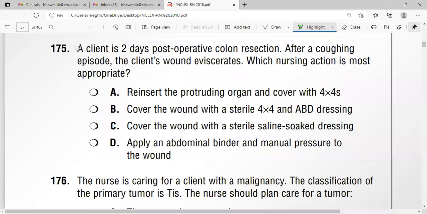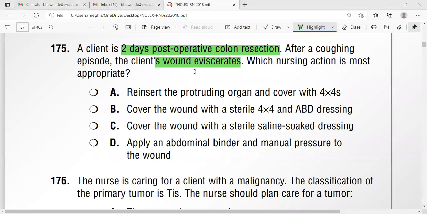What else? Next: a client is 2 days post-operative colon resection. After a coughing episode, the client's wound eviscerated. Which nursing action is the most appropriate? A, reinsert the protruding organ and cover with 4x4 gauze. B, cover the wound with a sterile 4x4 and ABD dressing. C, cover the wound with a sterile saline-soaked dressing. And D, apply an abdominal binder and manual pressure to the ulcer.